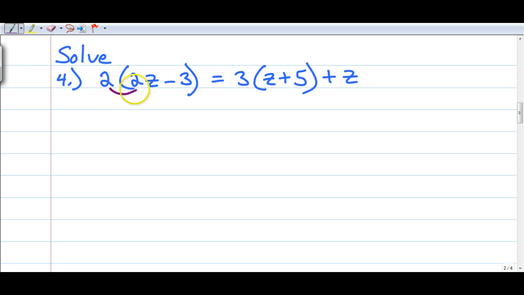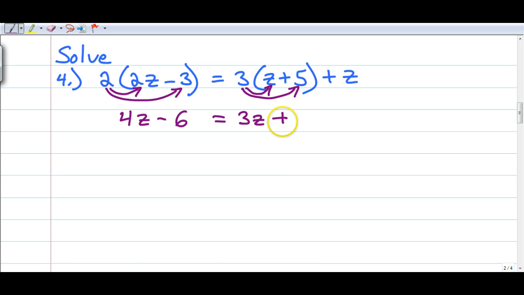So let's start by distributing the 2 through the parentheses. A 2 times a 2z creates a 4z. A 2 times a negative 3 creates a negative 6. Next, we'll distribute this 3 through the parentheses. This creates a 3 times z, or 3z. Then 3 times 5 to make a positive 15. And finally, just bring down the z.